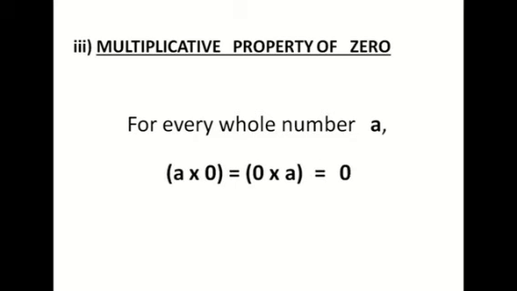Now we will express this multiplicative property of 0 in general form. So let's take a as any whole number. So look at the statement here. For any whole number a into 0 means a has been multiplied with 0 is equals to 0 into a. If you interchange the place, gives you the product as 0. Means a into 0 gives you 0, 0 into a also gives you 0. So this is the general form of multiplicative property of 0.